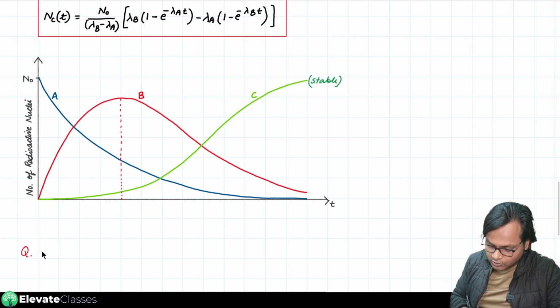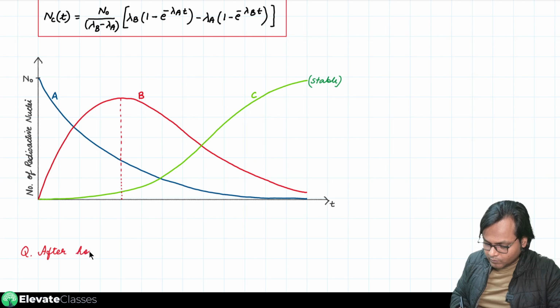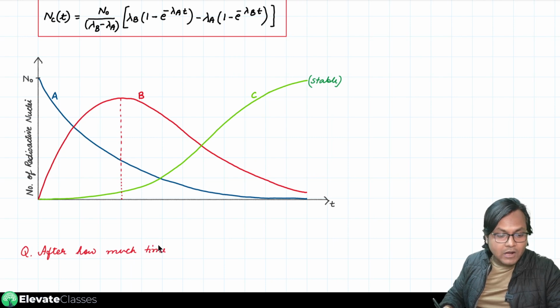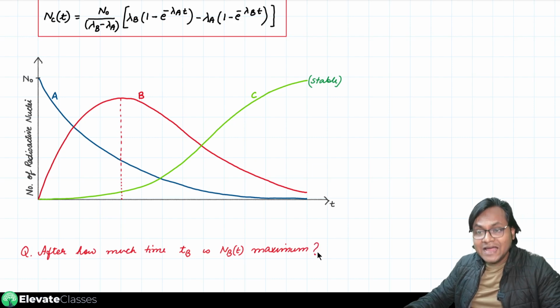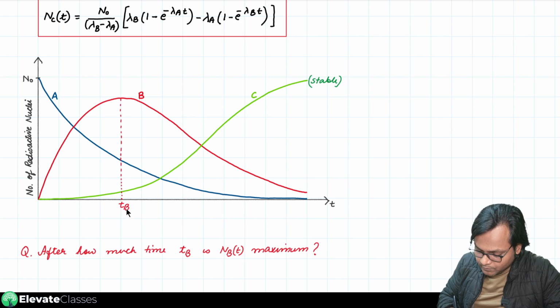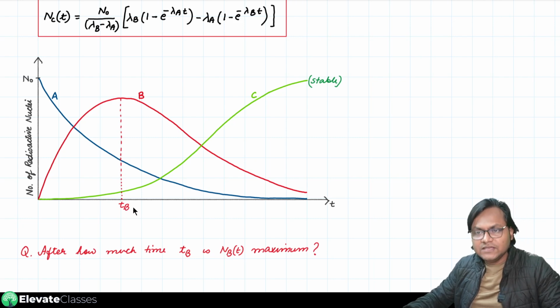Okay, so let me write down the question. After how much time, and let me say this is TB, is NB maximum? Sometimes they may ask you a question like this. In that kind of a situation, it is not a difficult problem. It is actually very easy, because in mathematics, any function that has a maxima can be found out by making its derivative with respect to the variable equal to 0.